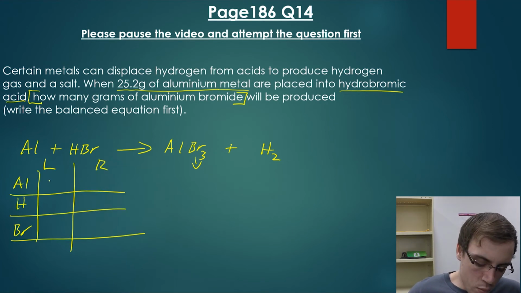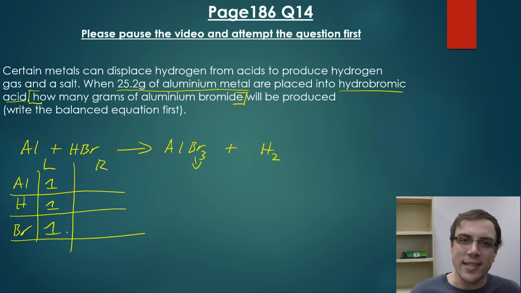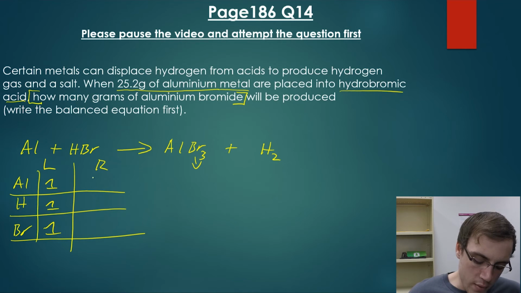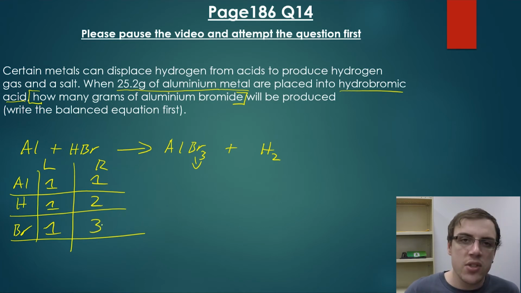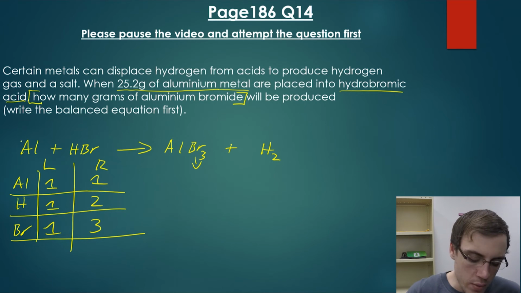So aluminium, we have 1, hydrogen, we have 1, bromide, 1. Nice and easy. On the right-hand side, we have 1 aluminium, we have 2 hydrogens, and we have 3 bromides. So this one gets the same deal because we have an odd number here. Okay, we've got odd ratios. I'm going to multiply everything in the equation by 2. So we're going to have 2 aluminiums, 2 hydrobromic acid, 2 aluminium bromide, and 2 hydrogen gas.